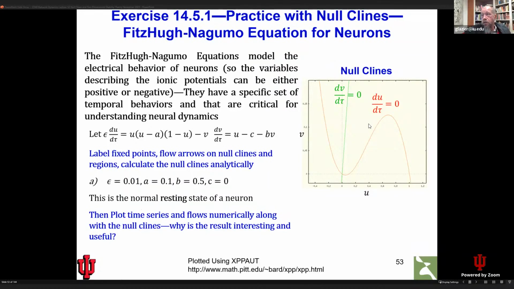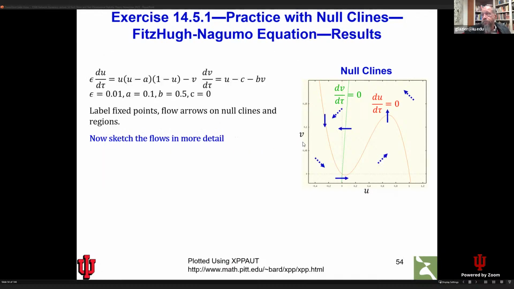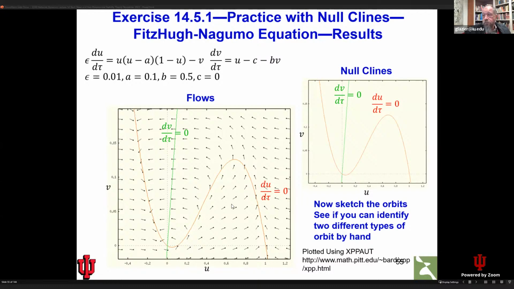Okay, so here's what we started with. Here's our U nullcline and our V nullcline. Now we know that on the V it's horizontal, on the U it's vertical. And we know our left and right arrows look like this. So we're basically having a cycle that's going around counterclockwise around that fixed point, right? Now to do the flow in more detail, I could evaluate those arrows numerically, which I've done here.